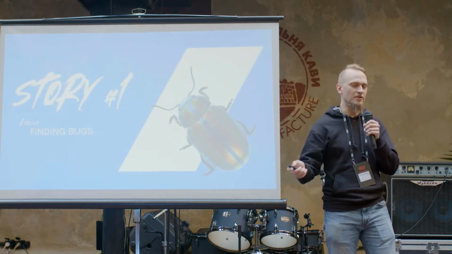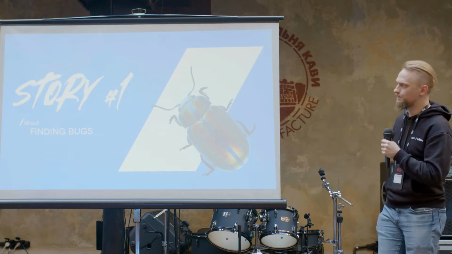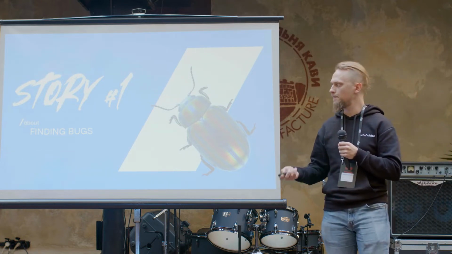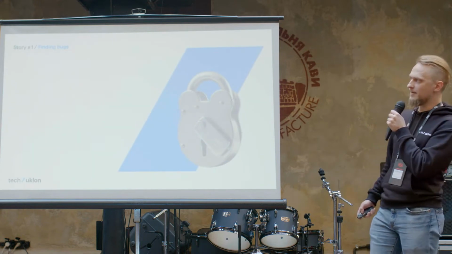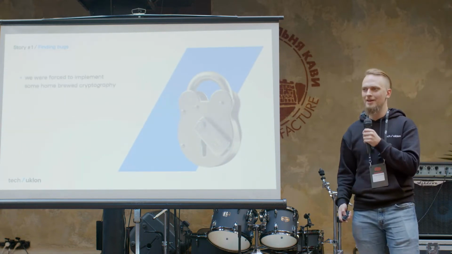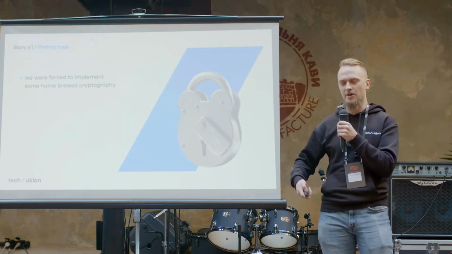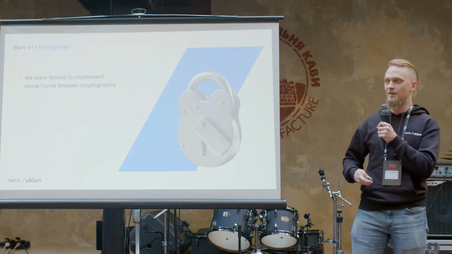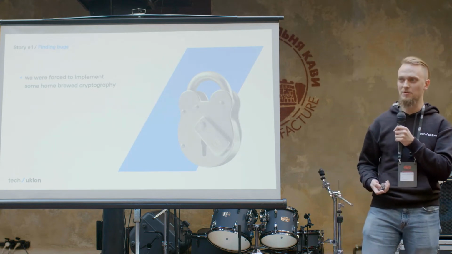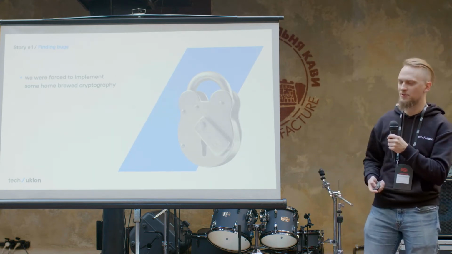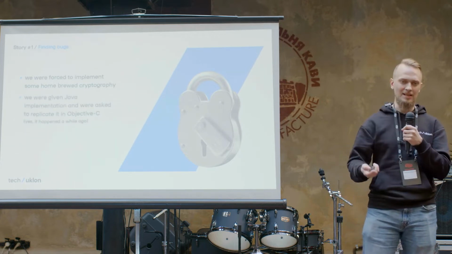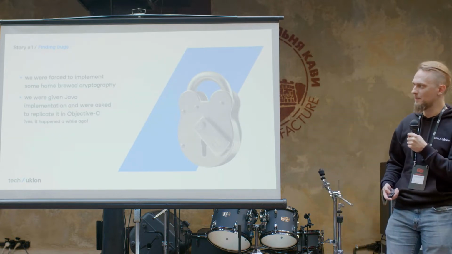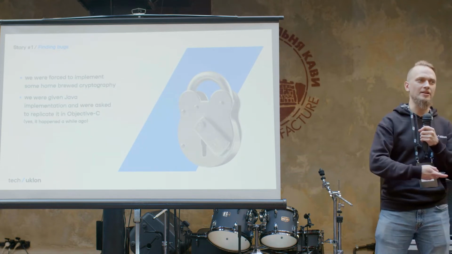So now let's take a break from the theory and dive right into the stories. First off, a story about finding bugs. Back in the day, our task was to integrate with a third-party service that used custom cryptographic algorithms for authentication. And thus we were forced to implement some homebrew cryptography. As an input, we were given, thank God, working Java code. And basically our task was to translate it to Objective-C.